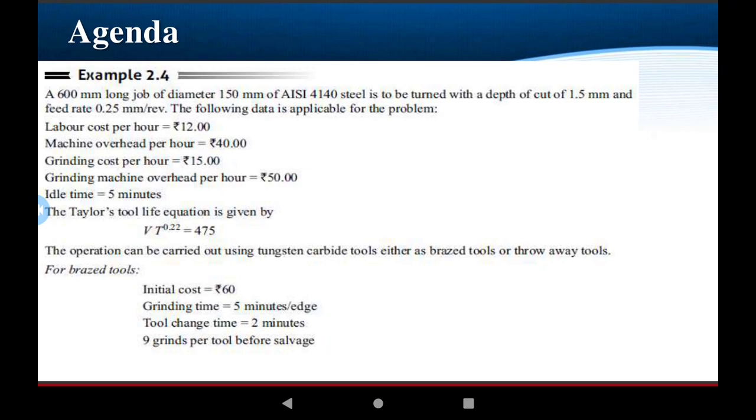Labor cost per hour is 12 rupees and machine overhead per hour is 40 rupees, and grinding cost per hour is 15 rupees. Grinding machine overhead per hour is 50 rupees and idle time 5 minutes. Idle time is given as 5 minutes and the Taylor tool life equation is given as VT to the power 0.2 equal to 750.